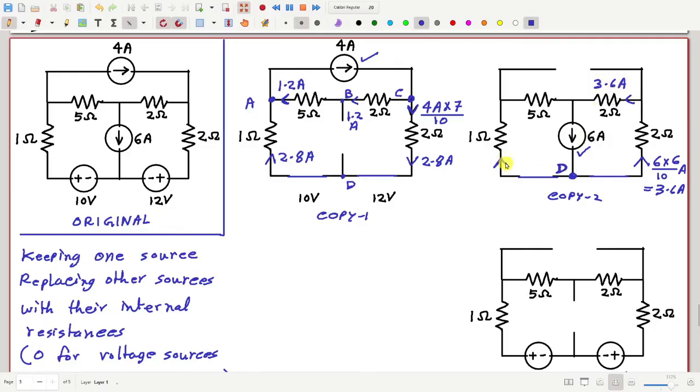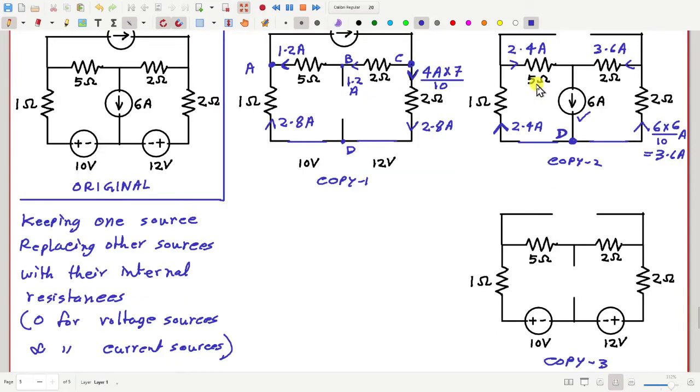And then the left side current will be 2.4, and this is also 2.4 ampere. Okay. Then let us solve copy number 3.